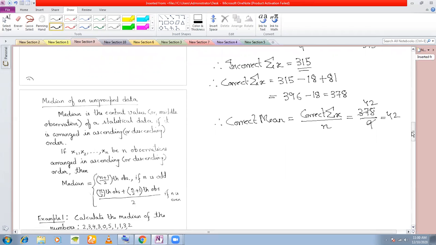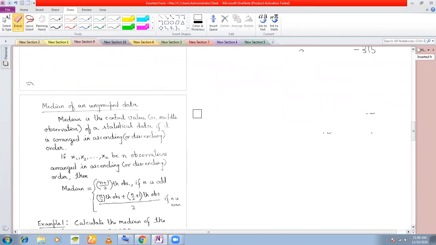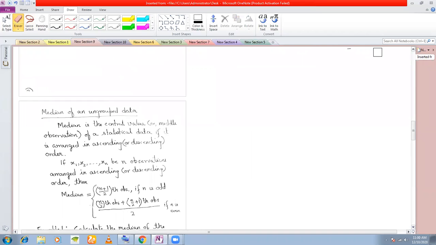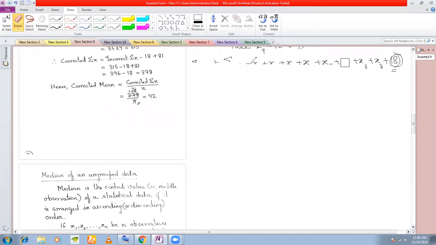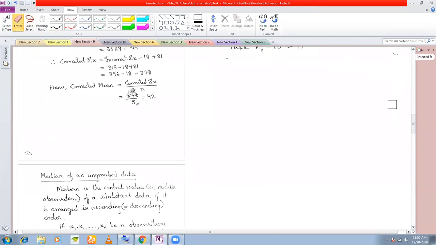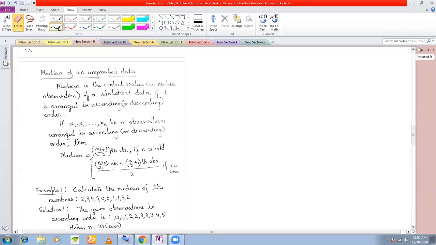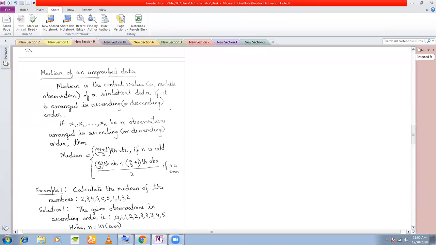Now, once we have finished mean, we can move on to median. Now, what is the median? Median is nothing but the central value or the mid value of the observations. The central value or the mid value of the observations is called the median. For example, if I give you, let's say, five observations. This is the five observations.